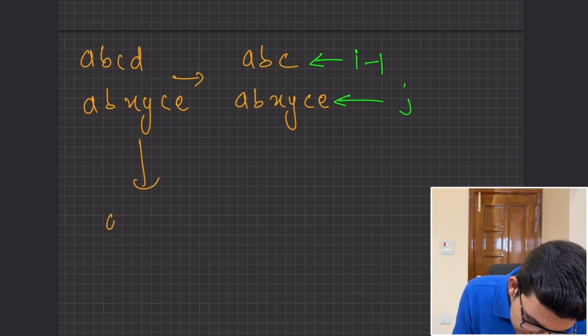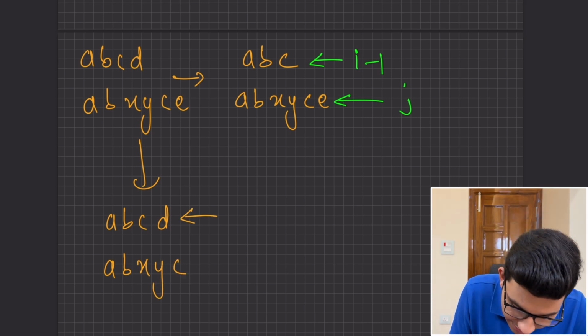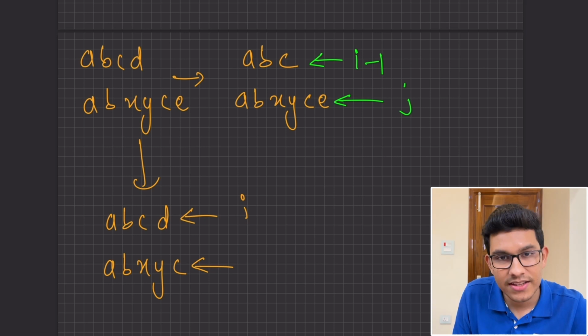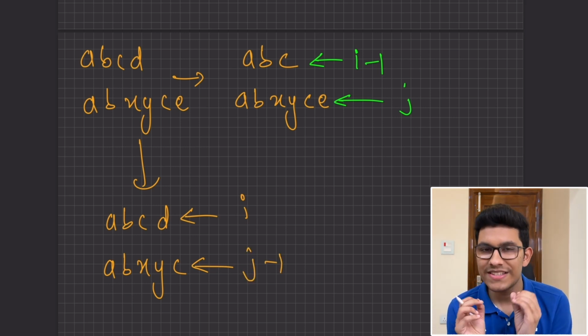That would result in A, B, C, D and A, B, X, Y, C. How many characters are remaining in the first string? Still i characters are remaining. How many characters are remaining in the second string? j minus 1 characters are remaining. Yes, what is happening here?